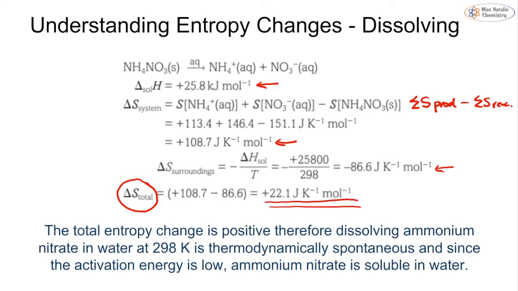So since my total entropy change is positive, this means that this is a thermodynamically spontaneous reaction at 298 Kelvin. And because this has got a very low activation energy, it means that the ammonium nitrate is soluble in water. So we're taking into account the enthalpy of solution as well as our entropy. And as long as we get a total entropy value that is positive, we're going to have a thermodynamically spontaneous reaction.